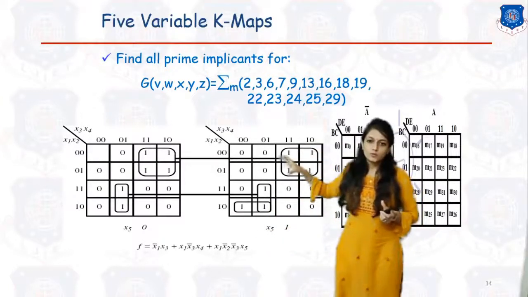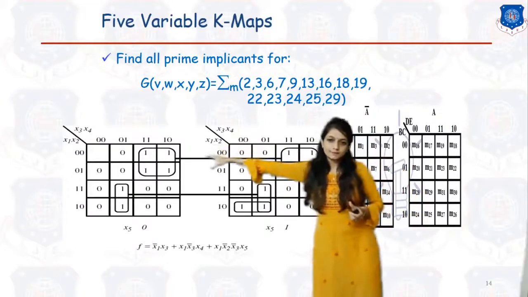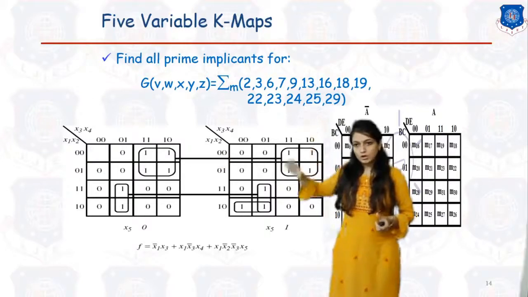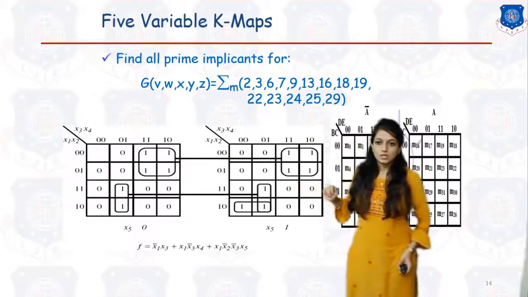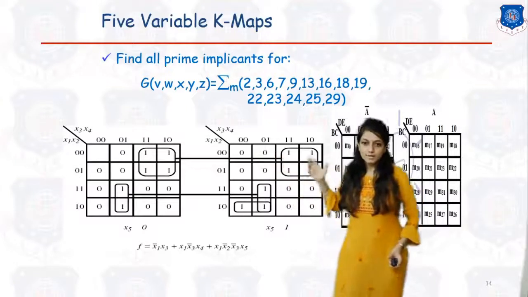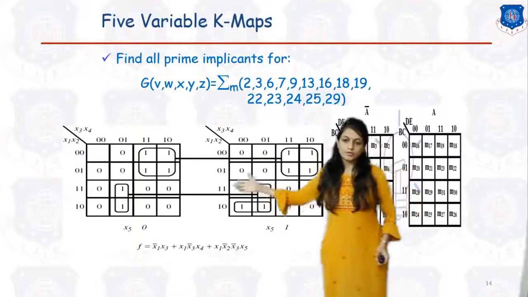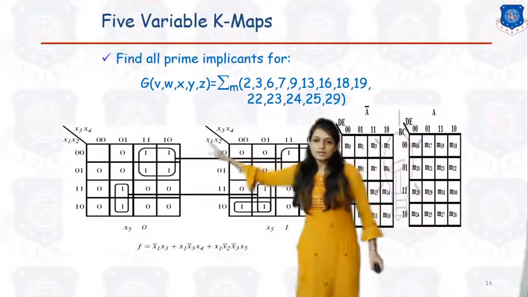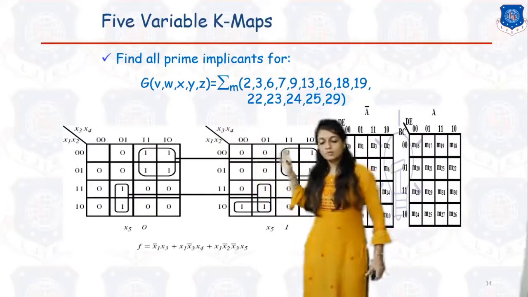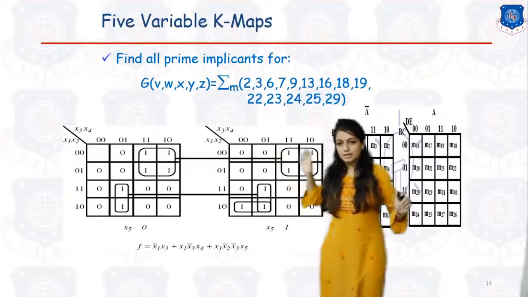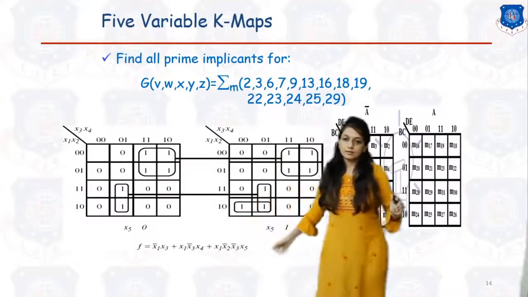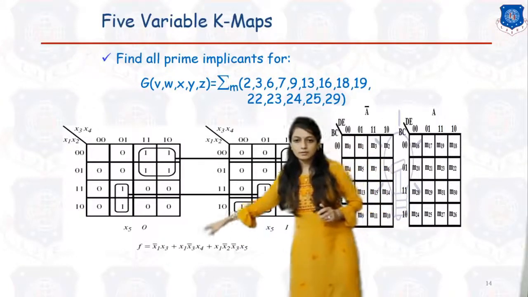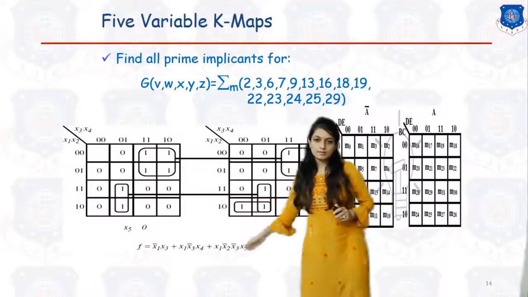See, these 4 ones. What is common row wise? x1 is common. What is common column wise? x3. Okay? Over here x1 bar is common, over here x3 is common. So write it like this. As these groups are present in both x5 and x5 bar, you don't need to write x5 or x5 bar. Similarly for the second and the third prime implicant. Alright, so these all are the prime implicants. So 3 prime implicants are there.